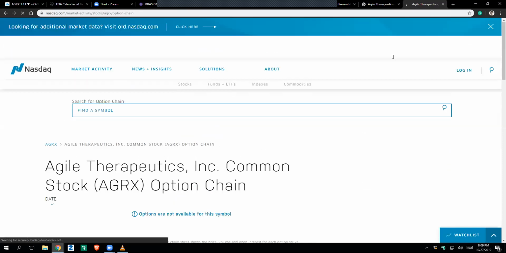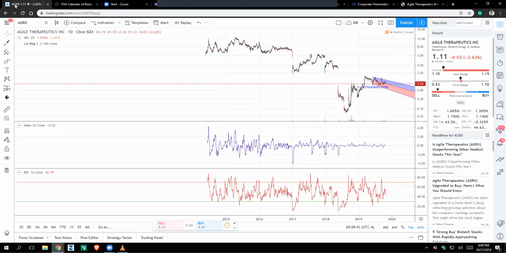So they don't have options, so that's a problem. So we can't hedge. So anyway, maybe a little bit, a small position, 0.5%, a very small position, because the upside here is kind of huge. If this gets approved, I think this can probably go to $3 or so. So the upside is good.